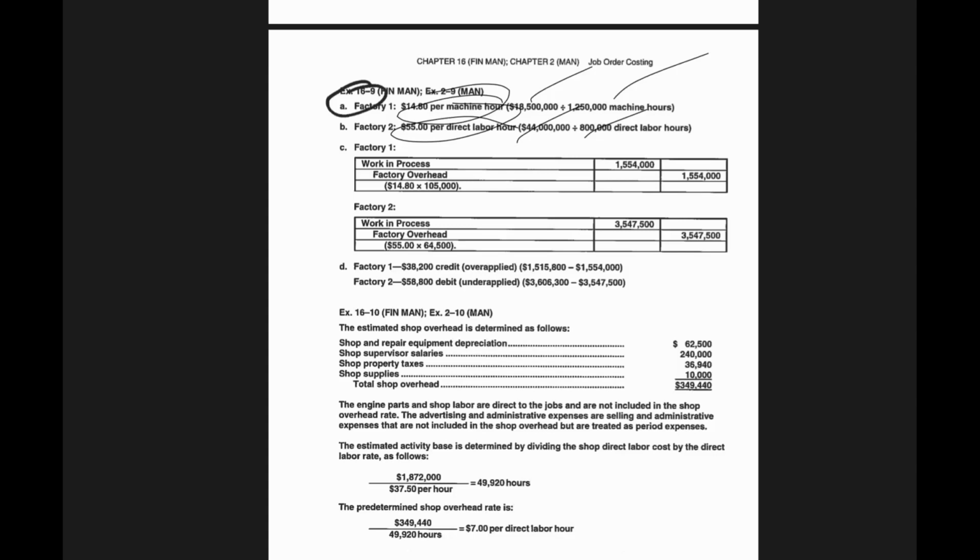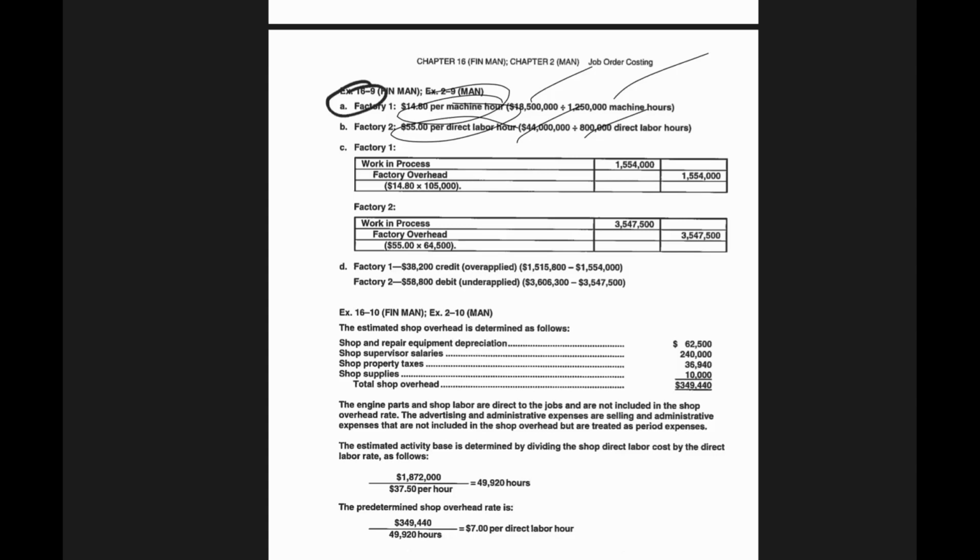And the question is, why would one factory use machine hours and another one use labor? The reason is what is the cost driver? What parallels most to when we incur this overhead? As far as factory 1 is concerned, it is closer to machines. So the more machine hours we have, the more factory overhead we should have. What drives the cost in factory 2? It's labor. So the more labor that's put into a product, the more overhead that is put into the product.